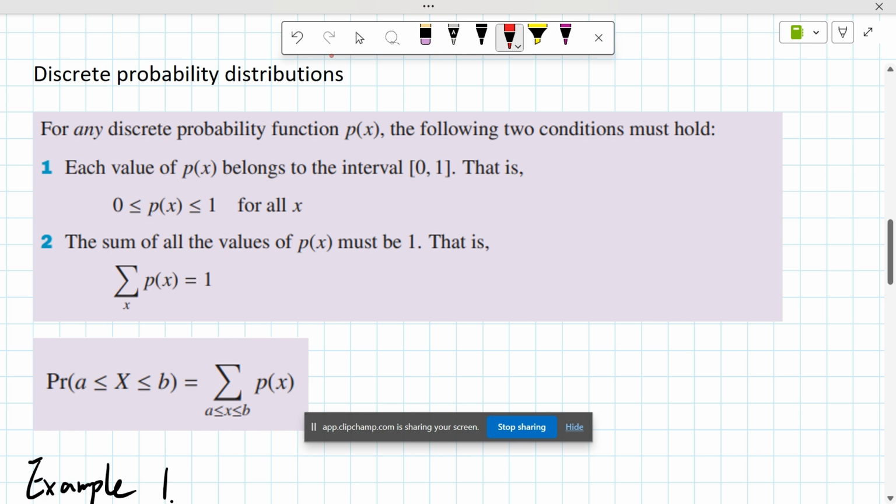That's all. All right, now for a discrete probability distribution: for any of these probability functions, the values must be between 0 and 1, and the sum of them must be 1. So if you sum all together, it must be 1.